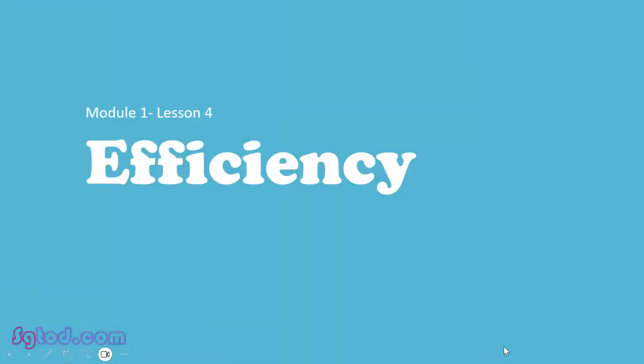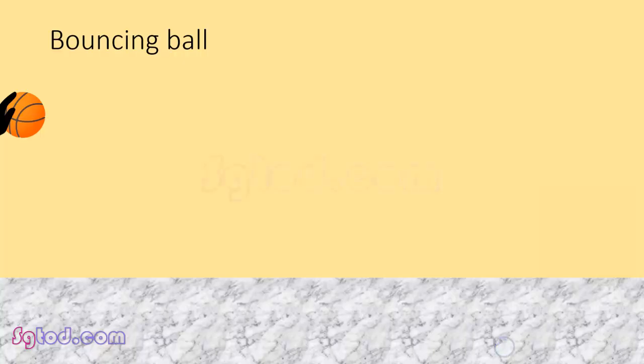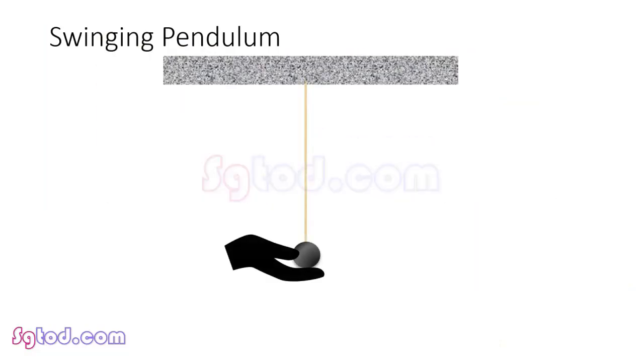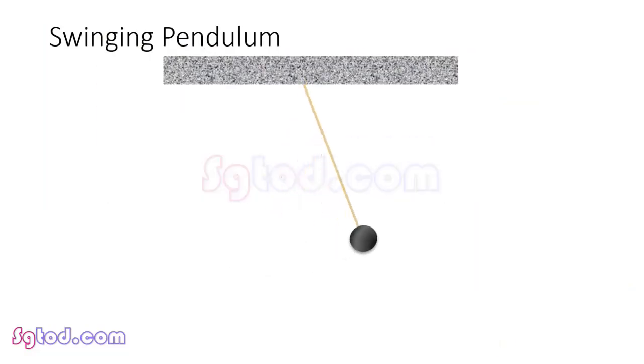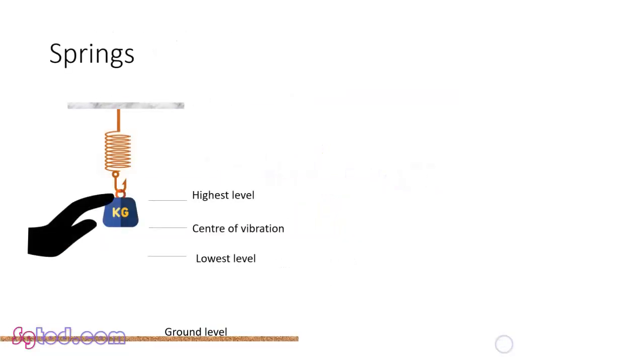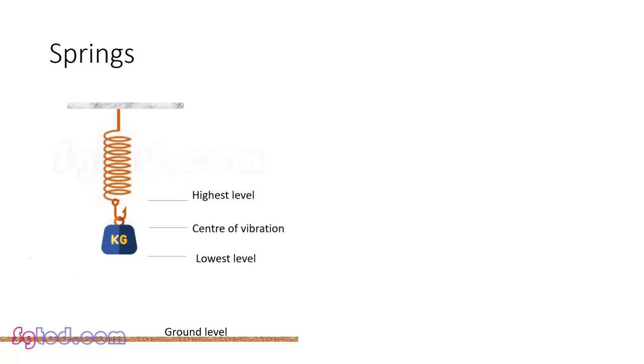In this lesson, we are going to look at the concept of efficiency. Now, when you throw a ball, it will bounce for a while, but it will eventually stop. Likewise, when you raise the bob of the pendulum, after a few swings, it will also come to a stop. Similarly, when you exert a force to pull a vibrating spring, after a number of vibrations, it too will come to a stop. Why did all these systems stop?